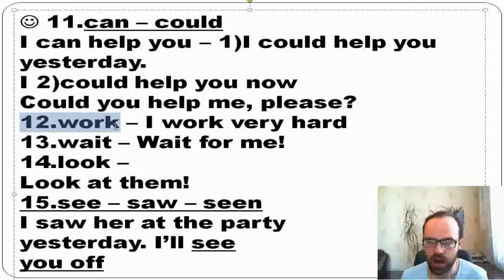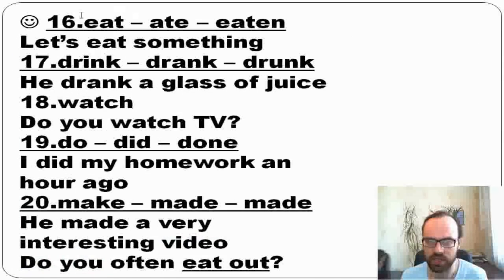Next, work. I work very hard. Wait. Wait for me. Look. Look at them. See, saw, seen. I saw her at the party yesterday. I'll see you off. See off is a phrasal verb, so I think it's okay that sometimes we remember common phrasal verbs. See off means to go with someone. Maybe it's late, and you can tell your girlfriend that I'll go there with you, or I'll see you off. Okay, so 16.